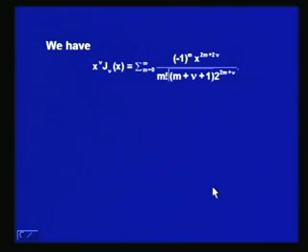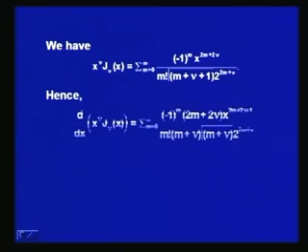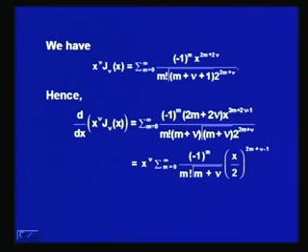Let us multiply the expression for J_ν(x) by x^ν. We shall have x^ν J_ν(x) is equal to the sum over m from 0 to infinity of (-1)^m x^(2m+2ν) over m! Γ(m+ν+1) 2^(2m+ν). Now, let us differentiate this with respect to x.